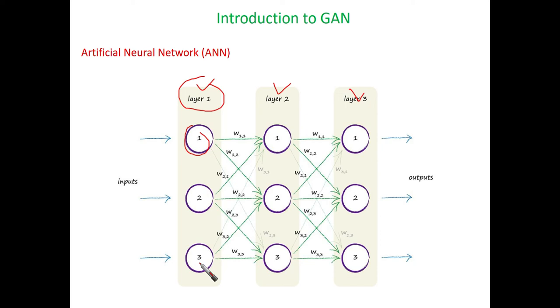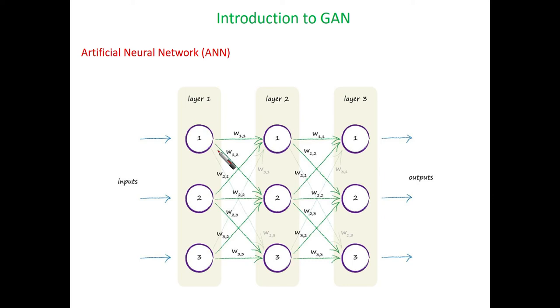And also we say this is the input layer, this is the output layer, and in between these layers, sometimes we say, you know, hidden layers. So you can say that this is a three-layer neural network. How this network basically works is very simple.